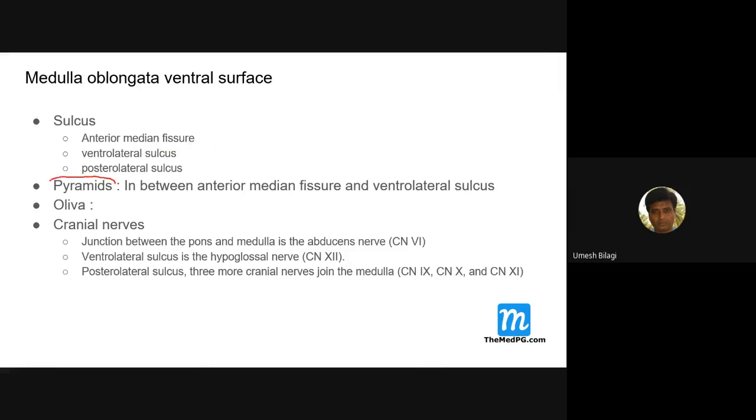And pyramids are the centermost things. They are in between the anterior median and ventrolateral sulcus, which I told you. The olive falls between ventrolateral and posterolateral. Between these two, these olives lie. And the cranial nerves come out from this. Where? 6th cranial nerve, 12th cranial nerve, and 9th, 10th, and 11th cranial nerve.